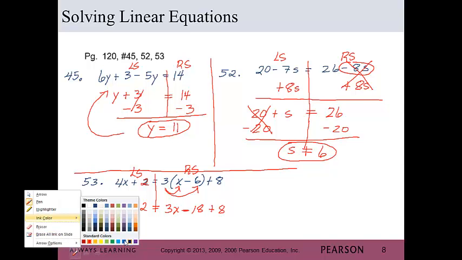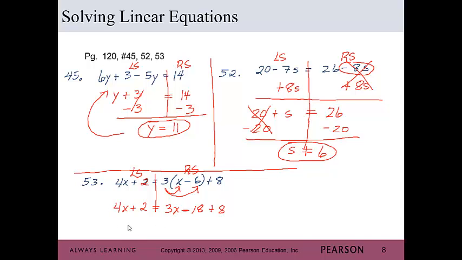So before we continue by getting our x's together, let's just go ahead and put our like terms together. On the right side, negative 18 plus 8, can't we combine these? What is negative 18 plus 8? Well, it is negative 10. So now we have 4x plus 2 equals 3x minus 10. Now our equation looks the same as it did in number 52.